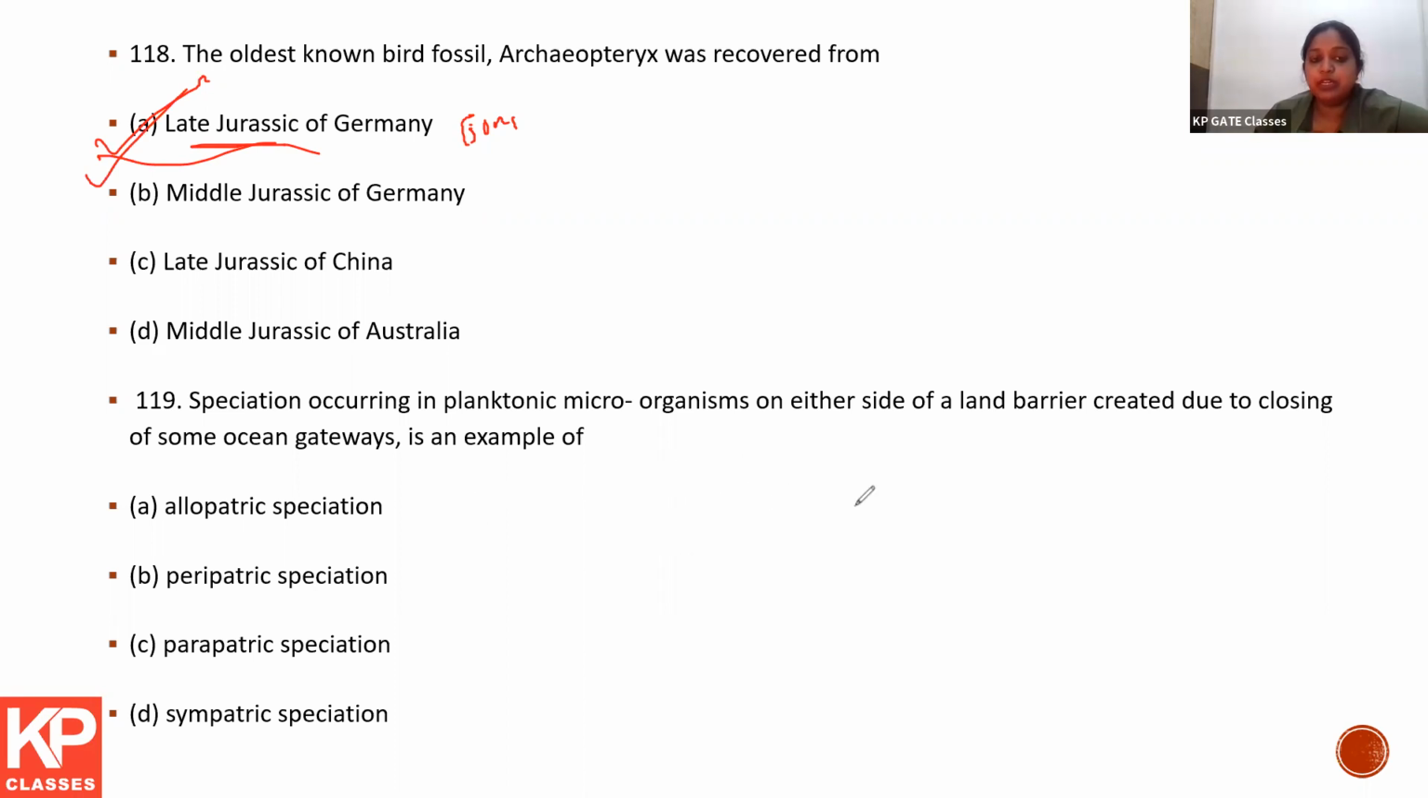Speciation occurring in planktonic microorganisms on either side of a land barrier created due to closing of some ocean gateway is known as allopatric speciation. Allopatric.